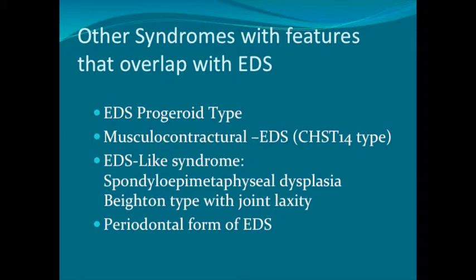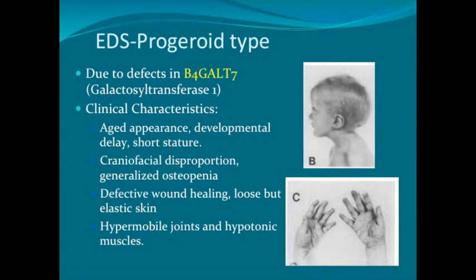So one is progeroid type. The other one is musculocontractural type. And then the last one is the spondylometaphyseal dysplasia Battaglia type that was published by the Malfait group as an EDS-like syndrome. So the progeroid type was the first one to be described among this group.